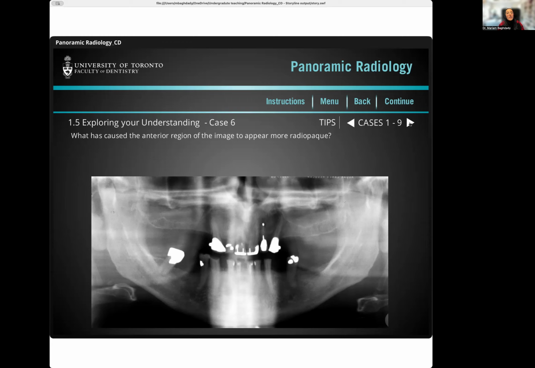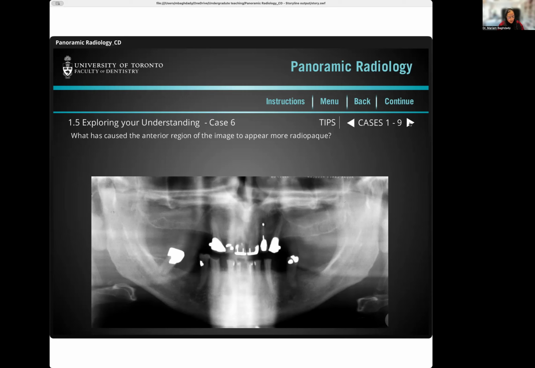Yes. Why? Rawan, can you tell me why? Even if you want to write it, you don't have to say it out loud if you don't want. Yes. The anterior teeth aren't minified. They're not minified. What is bothering you here? The cervical spine is very radiopaque. Yes, it's superimposed.